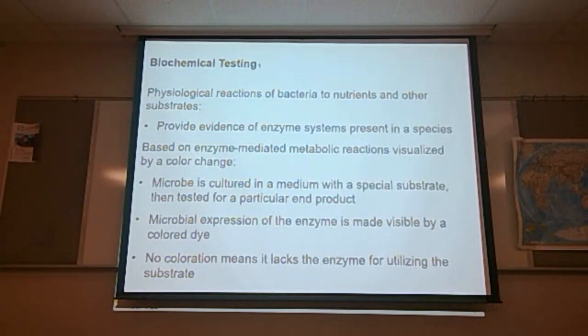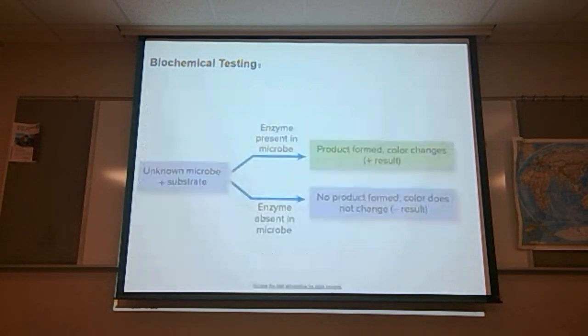The microbe is going to be cultured in a medium with a special substrate, then tested for a particular end product. That particular end product will produce a color change or a color variation. Microbial expression of the enzyme is made visible by a colored dye, and no colorization or no change in the color means that it lacks the enzyme for utilizing that particular substrate. And again, here we have an unknown microbe in my substrate, the enzyme present in the microbe, so we get a color change. Here, color doesn't change for a negative result.